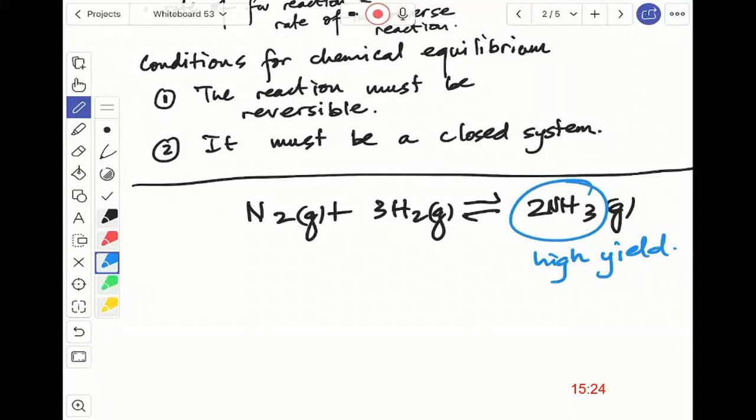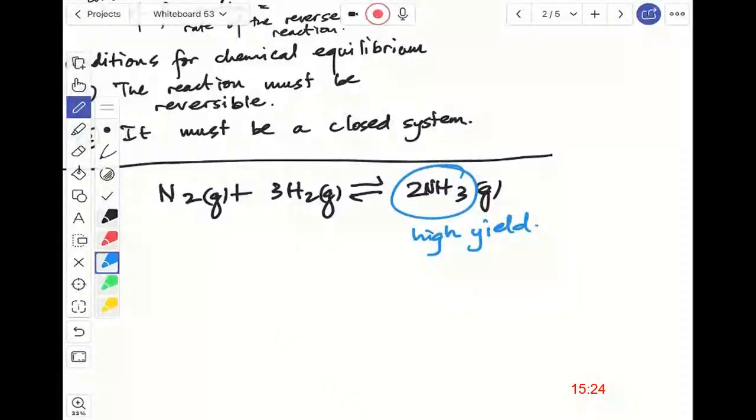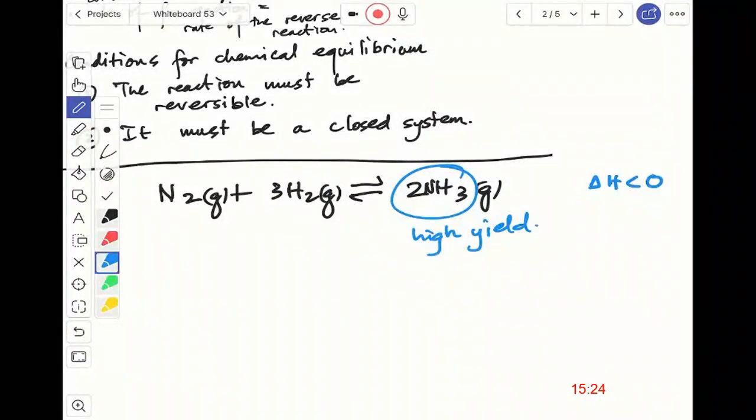Now, this, for example, is an exothermic reaction. So the Haber process is an exothermic reaction. And one of the most important things that I need to tell you about chemical equilibrium is that different equilibria exist at different temperatures. And we're going to get back to that. So I want a high yield of ammonia.